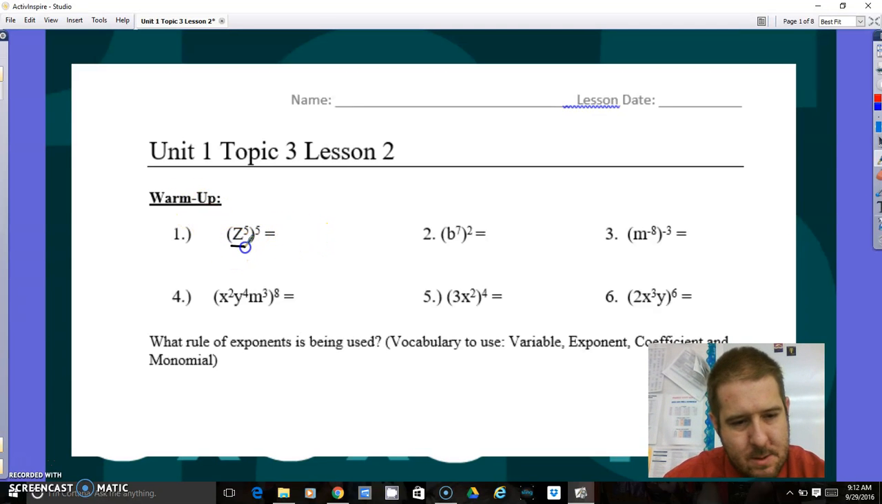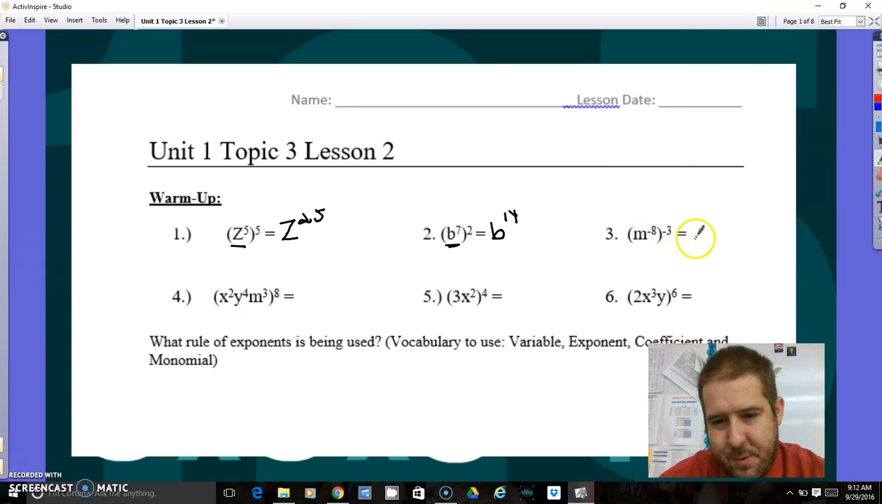So if we have a base of z being raised to the power of 5, which is also being raised to the power of 5 again, that would be z to the 25th, because all you have to do is multiply a power times a power. All right, so we have base b. b to the 7th to the 2nd is b to the 14th. m to the negative 8 to the negative 3rd is m to the positive 24, because negative 8 times negative 3 is positive 24.